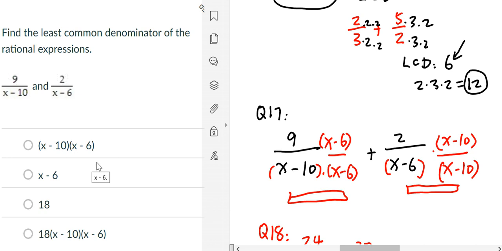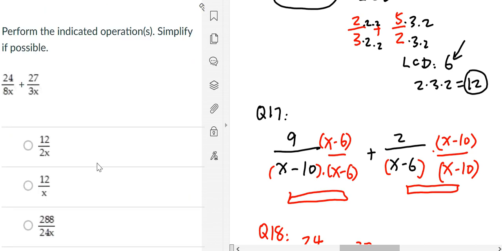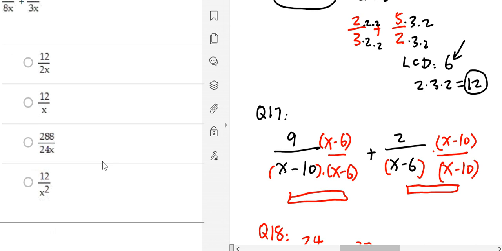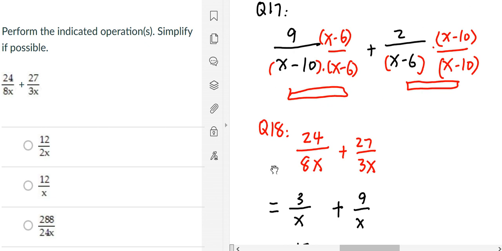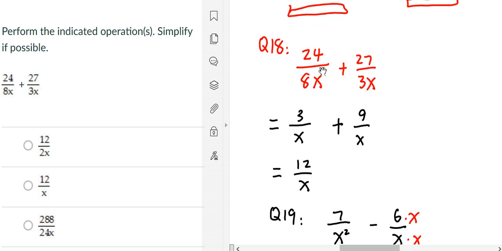Okay, that was 17. Here comes 18. For 18, we need to do 24 over 8x plus 27 over 3x. You may say, I want to make denominators be the same. Here we need 3 upstairs and downstairs. Here we need 8 and 8. You are right, but why not reduce the first rational expression first?